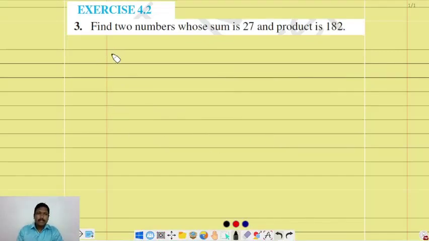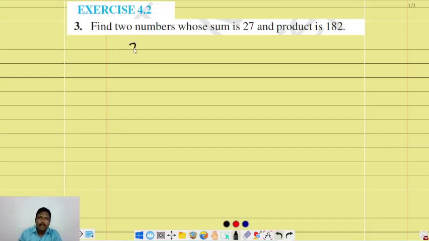Now see question number 3 of exercise 4.2. Find two numbers whose sum is 27 and product is 182. We have to formulate first. So the sum of two numbers is 27.